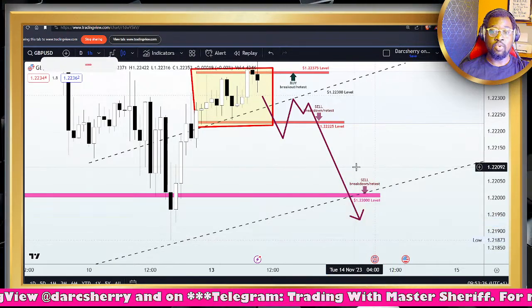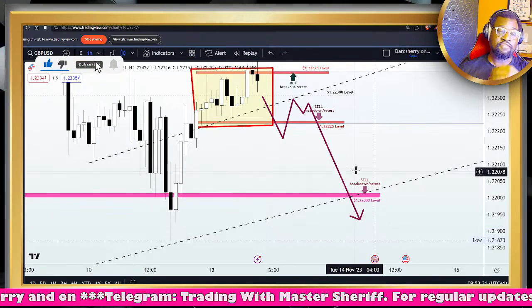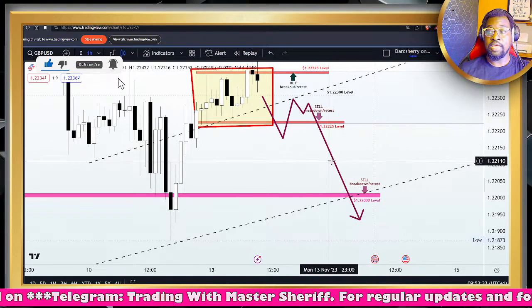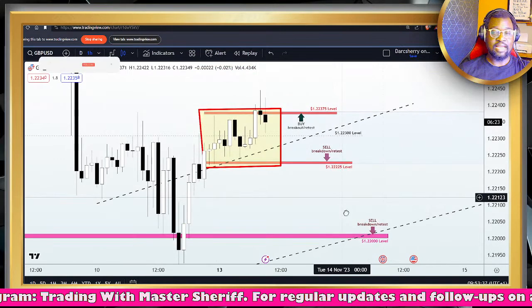But trust me, I will be with you in the comment section of both my TradingView and Telegram platforms to give you updates as to how we are going to be managing this position from a technical standpoint.